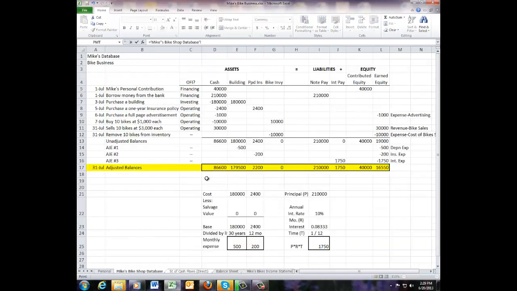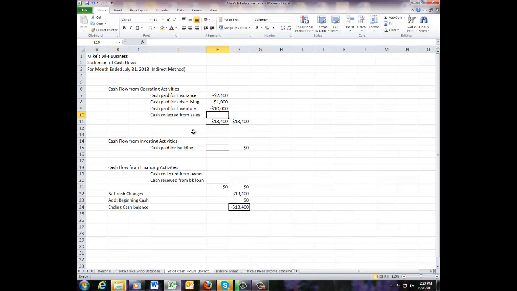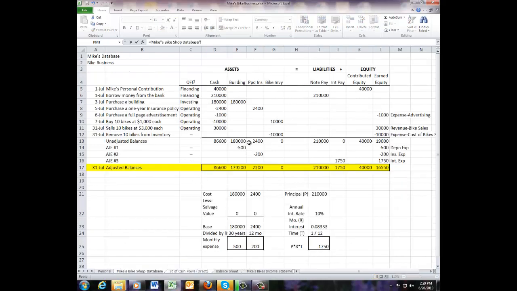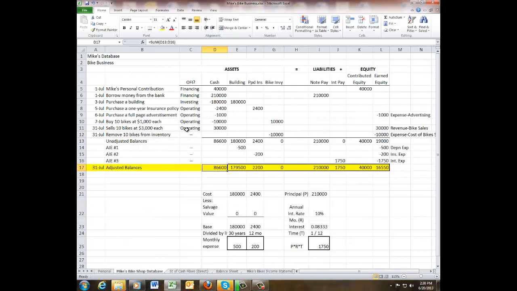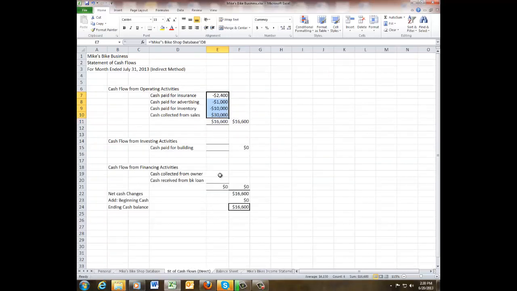Inventory is his third operating activity. And he collected money when he sold those bikes, so his cash flow inflow from operations was $30,000. So the four cash flow from operating items can be seen in his database next to each cash flow change denoted operating. So next, the next part of the cash flow statement is cash flows from investing activities.